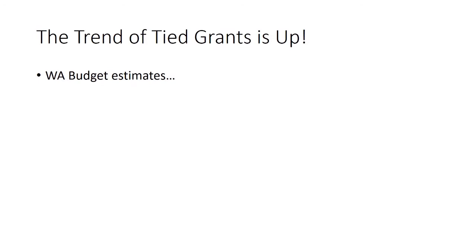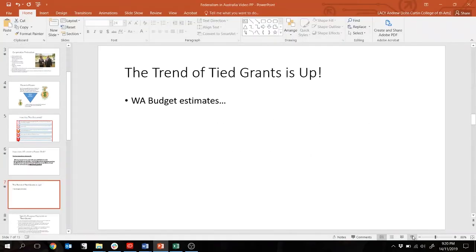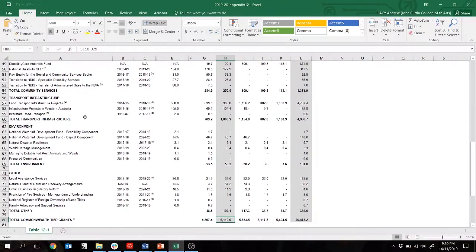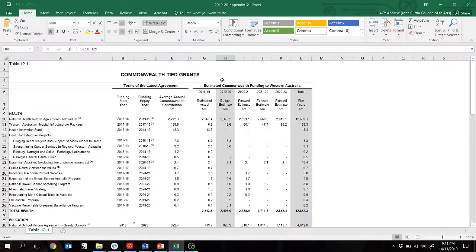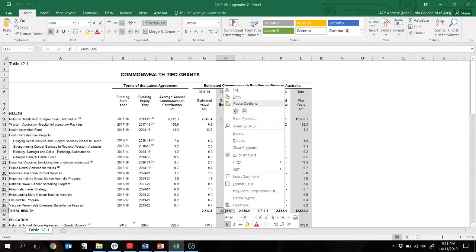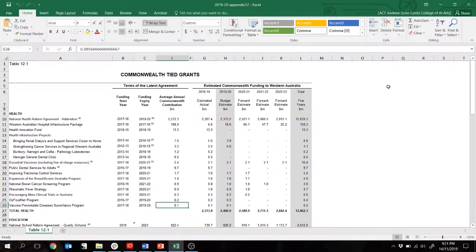Just quickly show you how much we're talking here for Western Australia in the 2019-20 financial year. So here we are. Here's the West Australian budget for tied grants. As you can see, they're Commonwealth tied grants. Here's the 2019-20 financial year, and if you go down, it's got all these payments. Okay, so it's got all these payments for health. So as you can see there, the National Health Reform Agreement. So that would have been done through CoAG, and you can see there, $2.3 billion.